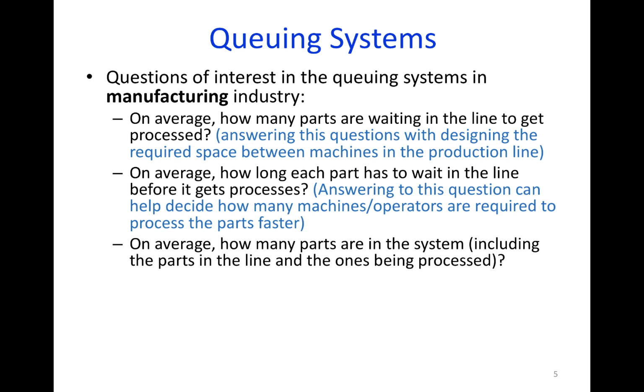How many parts are in the system in general, and not only the parts that are waiting to get processed on a machine, but also the parts that are getting processed at each machine? So these are the parts that are in the whole system. And again, that is important because those are pretty much work in process for the company, and we don't want to have too many work in process because those are potential revenue. So we want to be able to process these parts and send them out as soon as possible so that we can gain revenue.